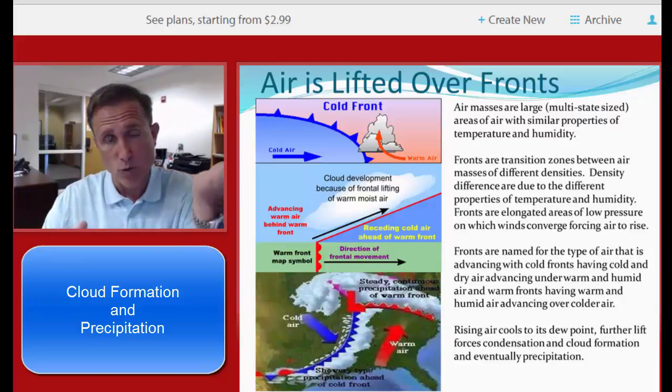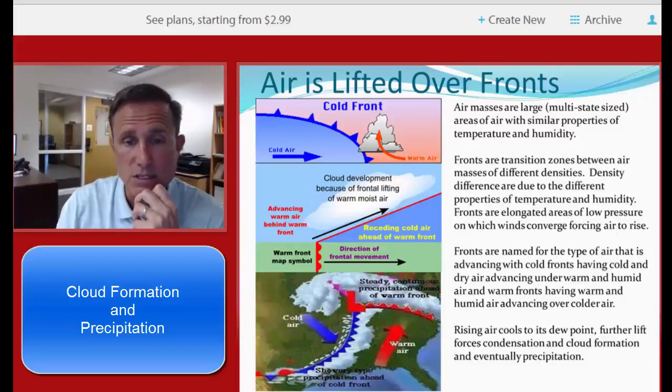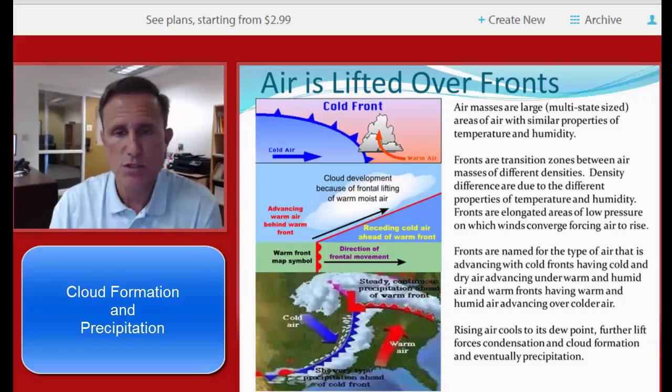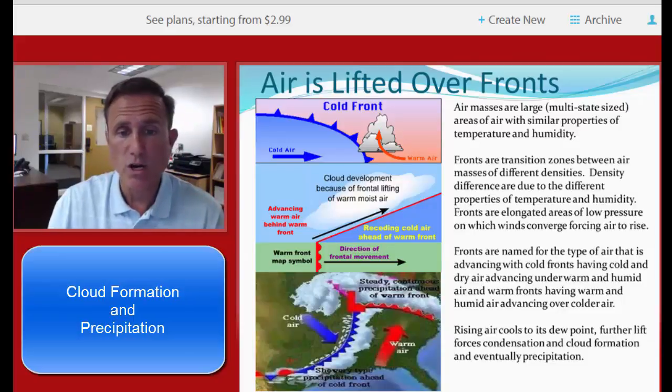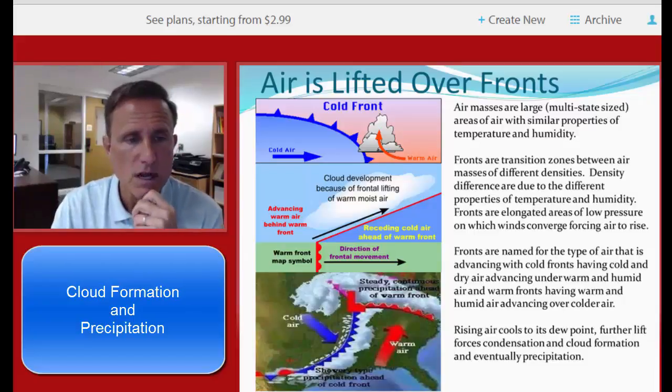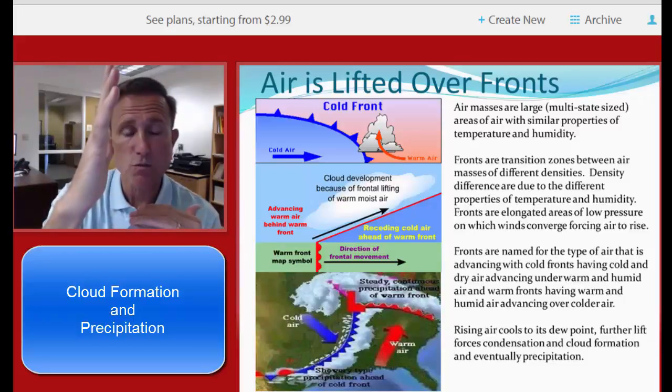A warm, humid air mass will want to rise. A cold, dry air mass will want to sink. So density differences are due to the different properties of temperature and humidity. Fronts are those elongated areas of low pressure on which winds also converge and want to rise. So look at the top picture. The cold air is coming in from the north. The warm, moist air is coming in from the south. The air converges along that cold front, and the warm air is forced to rise.